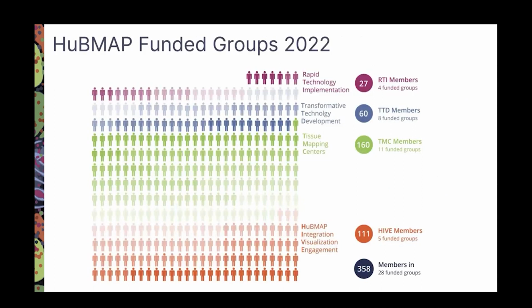Currently, HuBMAP is made up of over 350 researchers from 28 funded groups, and the breakdown of those groups is highlighted here. So we currently have 4 funded RTI projects, 8 funded TTDs, 11 funded tissue mapping centers, and 5 funded HIVE groups.